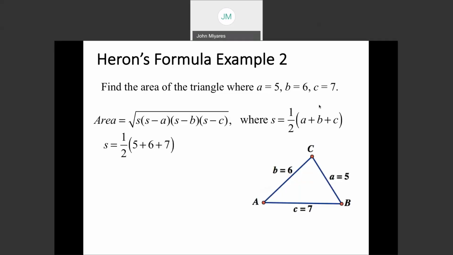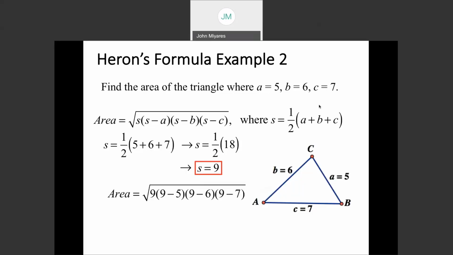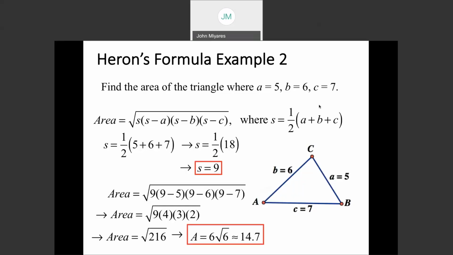The semi-perimeter, half the sum of the sides, will be half of 18, which comes out to be 9. Plugging that into the formula, we have the square root of the product s, which is 9, times 9 minus 5, which is 4, 9 minus 6, which is 3, and 9 minus 7, which is 2. Multiplying that out under the radical is going to give you the square root of 216, which simplifies as 6 square roots of 6, or decimalizes as 14.7.